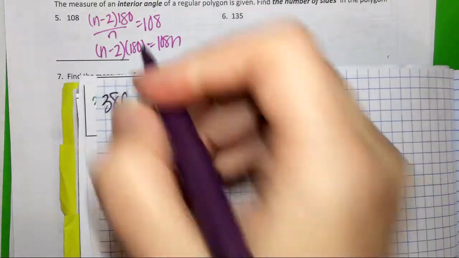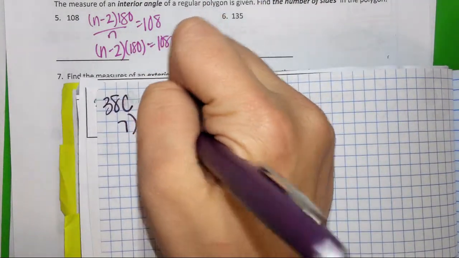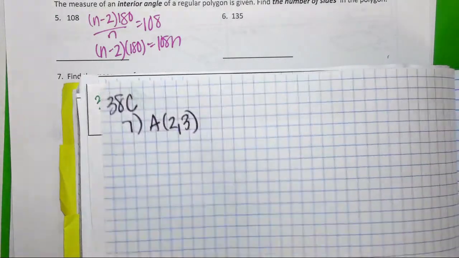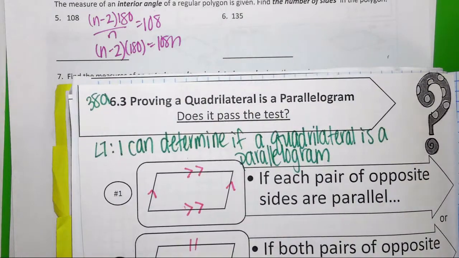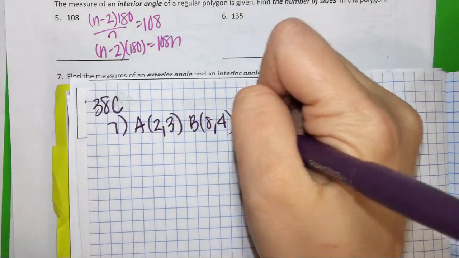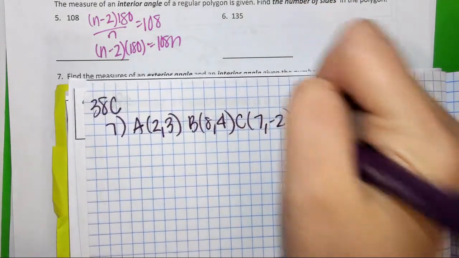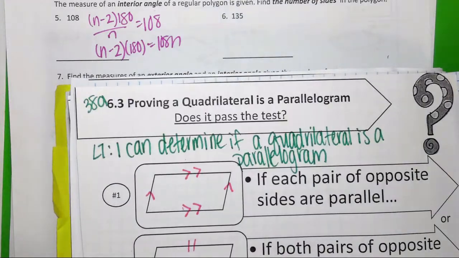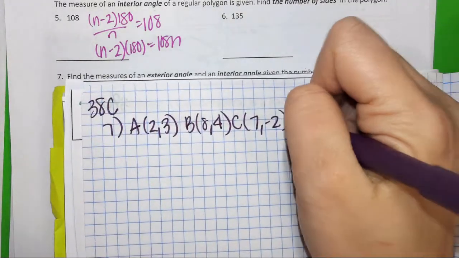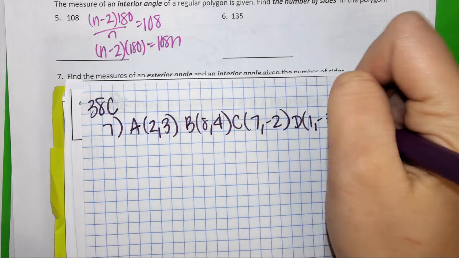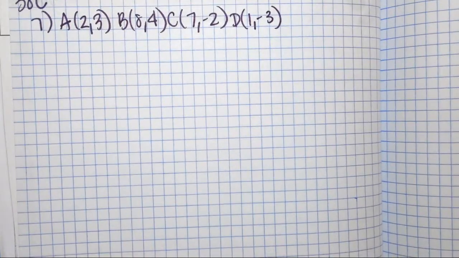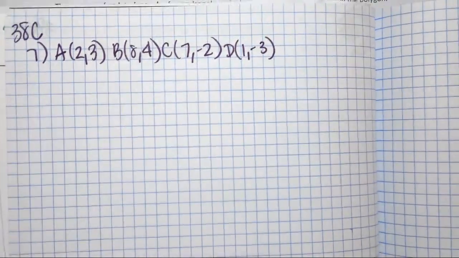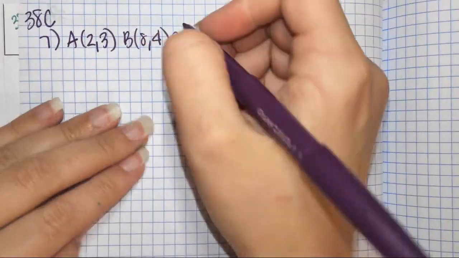Alright, so A was 2, 3. B was 8, 4. C was 7, -2. And D is 1, -3. So we're going to graph these 4 points. And then we're going to look and see what we see.